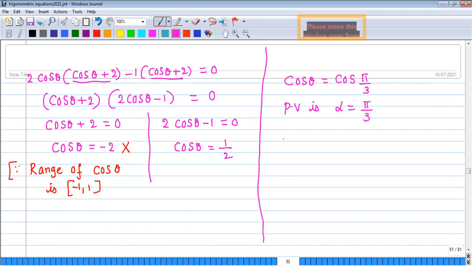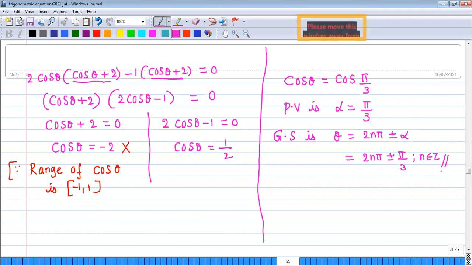According to the question, we are asked for the general solution. The general solution for cos is 2n pi plus or minus alpha. Am I correct? Yes, sir. So here the principal solution is pi by 3. Therefore we have 2n pi plus or minus pi by 3, where n belongs to Z. It is completed.